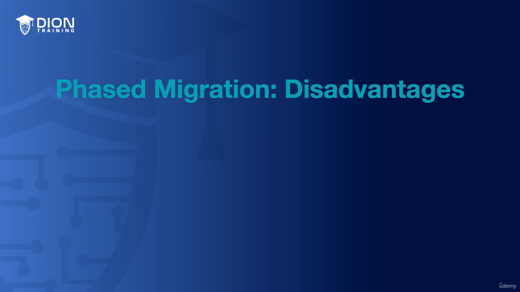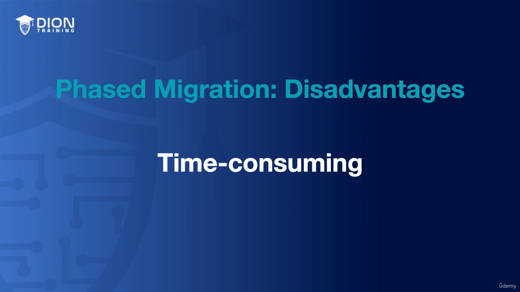As we've seen before, some of the disadvantages of the phase migration is time consumption. Now, this occurs because organizations need to plan and test each stage of the migration before moving on to the next stage. As we can see, this will incur a lot of costs in the form of manpower and sometimes opportunity costs because that manpower can be used elsewhere.